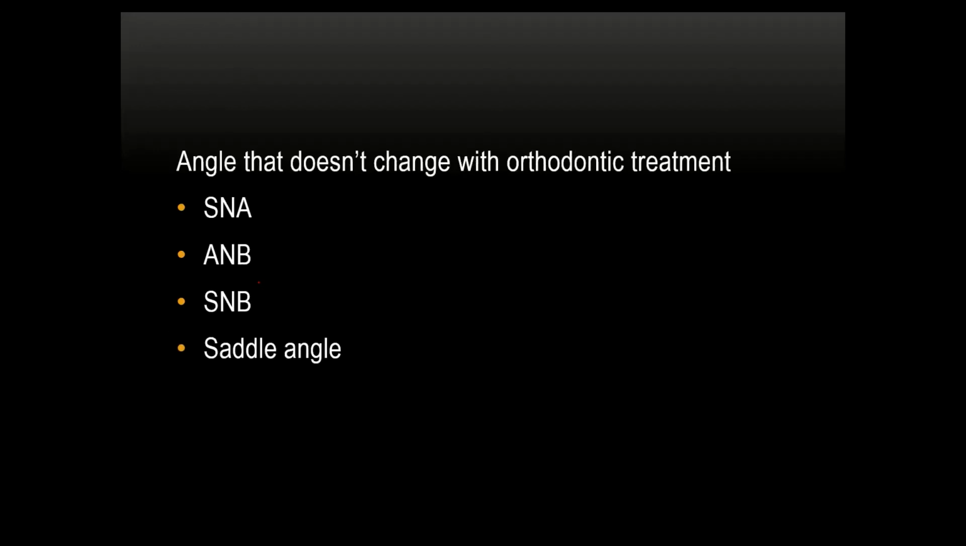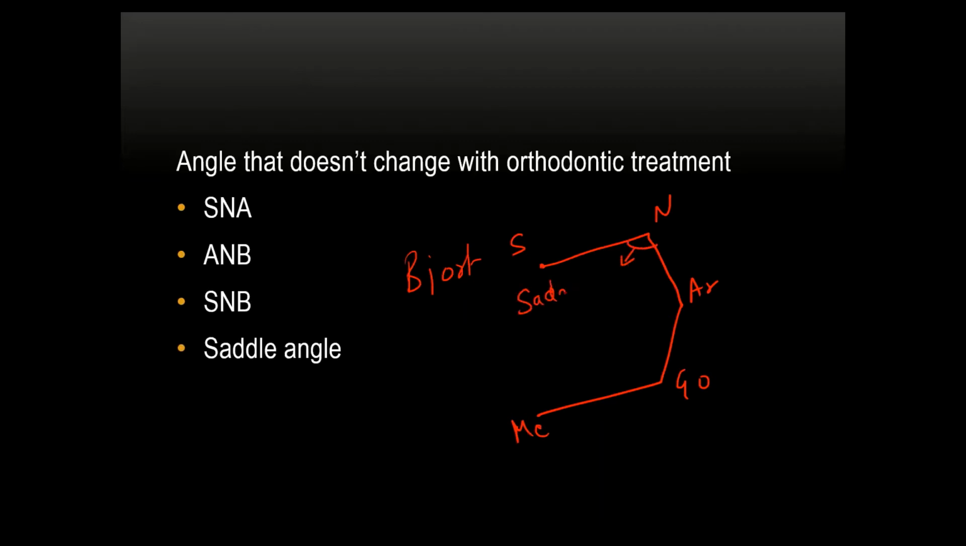Angle which does not change with orthodontic treatment. Okay, I did not tell you the name of the angles in Bjork's analysis. So Bjork's was S, N, articulare, condylion, and menton. Okay, so this angle is called saddle angle. This angle is called articular angle, and this is called condylion.